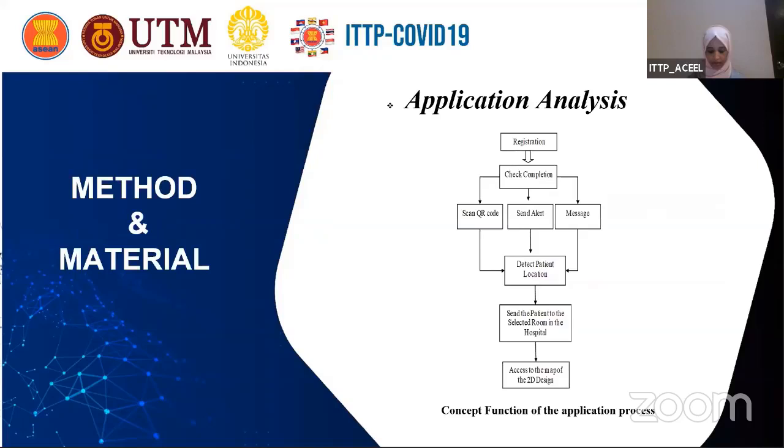So now is the application analysis that we have done. This is the concept function of the application process as shown in the slide. Firstly, we do registration, then check the completion. Then we have three main functions, which are scan the QR code, then send an alert and a message to the management. After that, we detect the patient location, then send the patient to the selected room in the hospital or in the offices. Then the manager can access the map of the 3D design and see where the location of the patient or staff is.